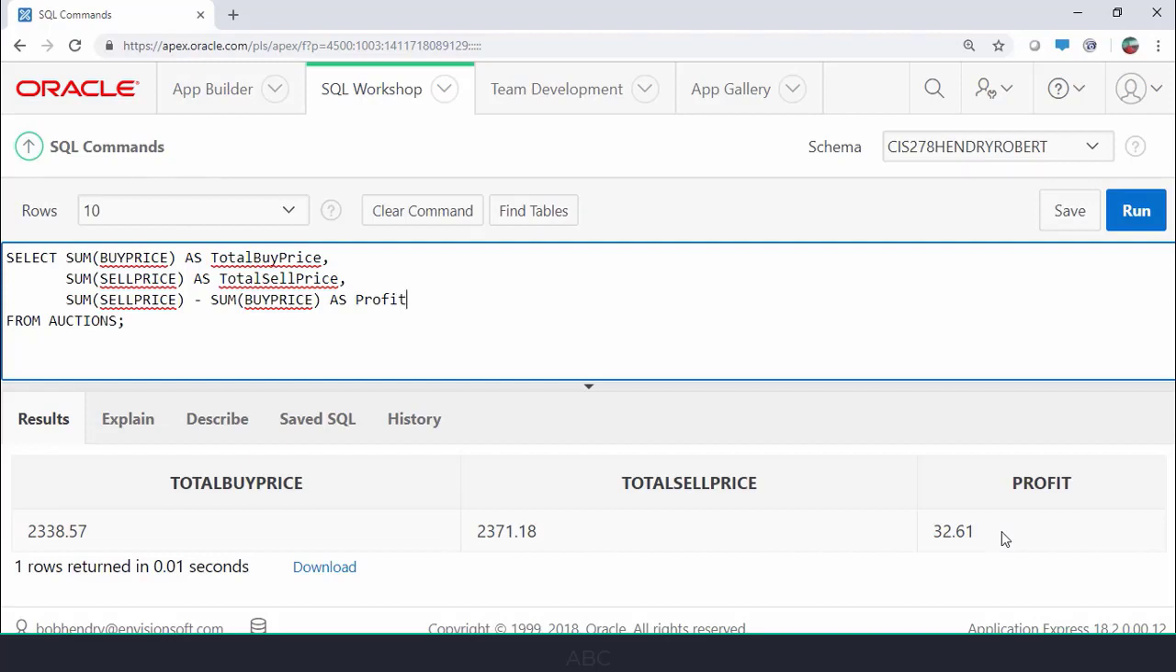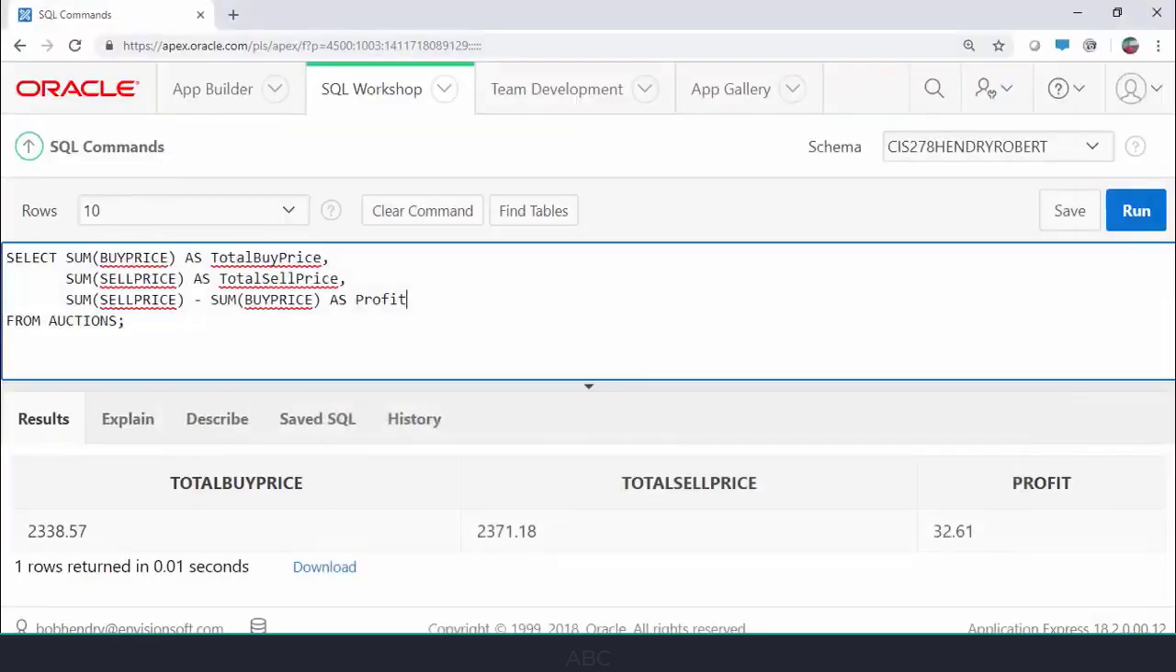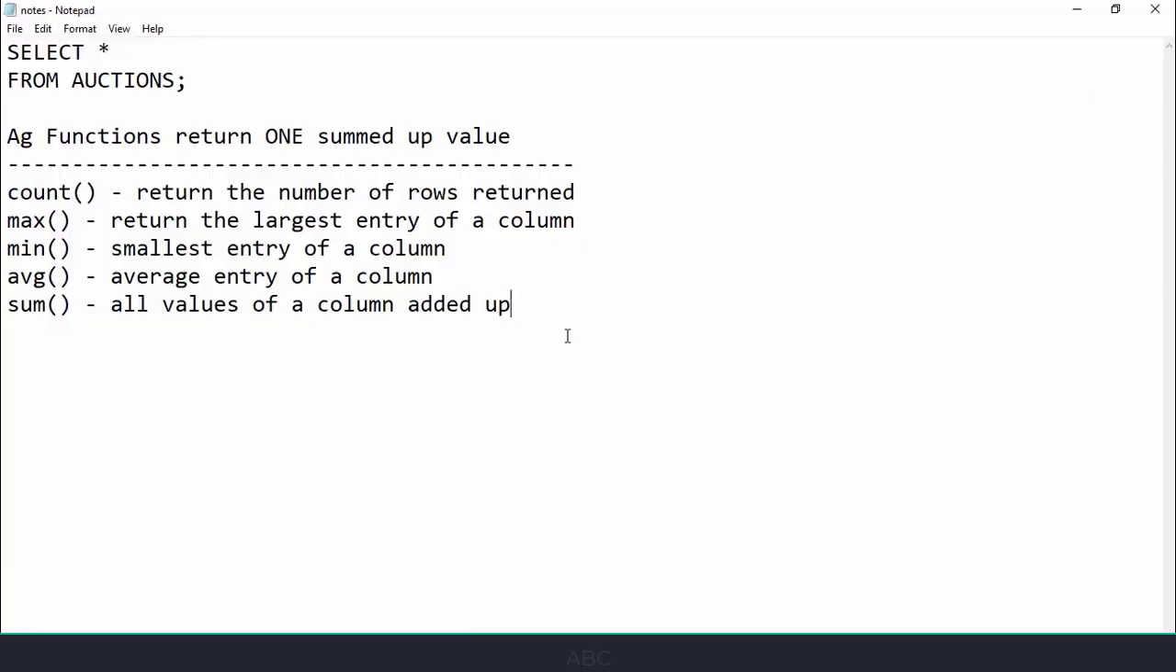let me show you a couple more things. This is all I want to show you as far as aggregate functions go. There's other ones as well. We have count, max, min, average, and sum. We also have one called standard deviation. I'm not going to show that to you.